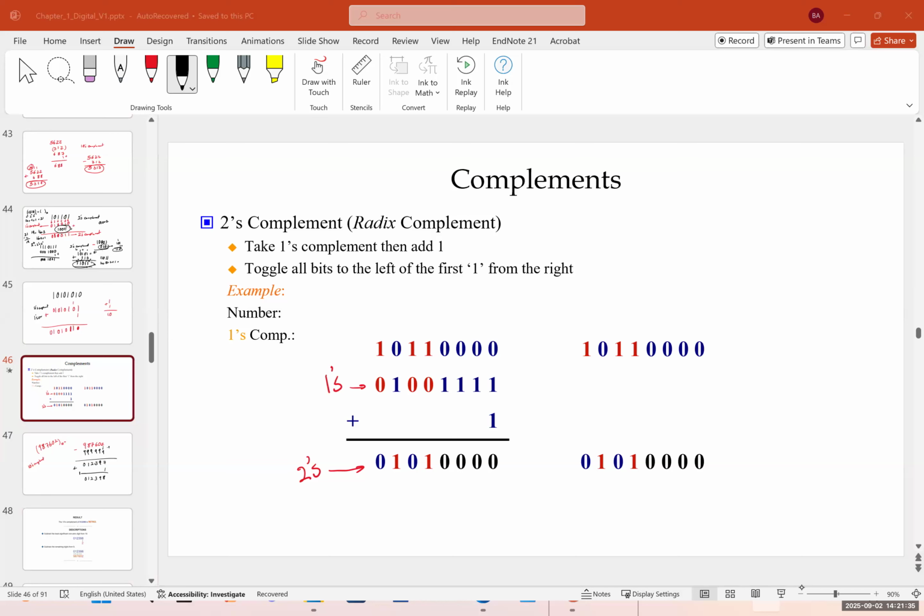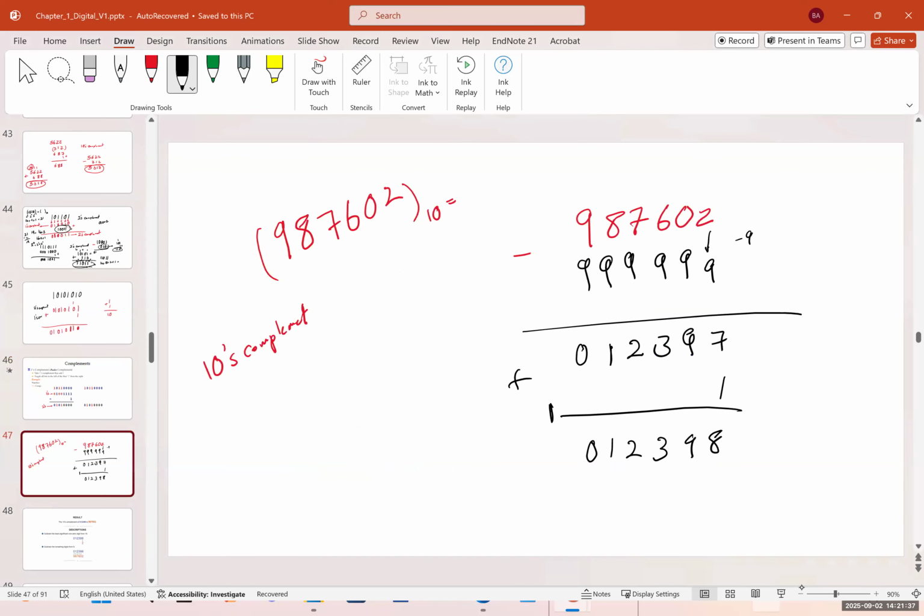And it's the same thing if we want to find the tens complement, for example, of 9 8 7 6 0 2. First, we find the nines complement, which would be 0 1 2 3 9 7. We add 1 to it, and we get 0 1 2 3 9 8.